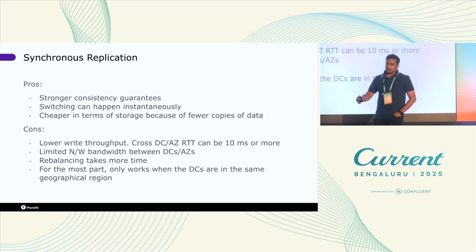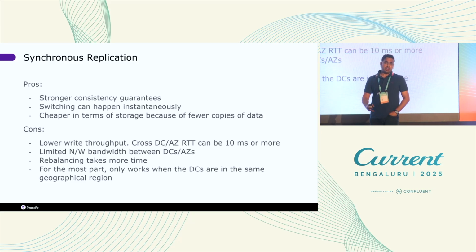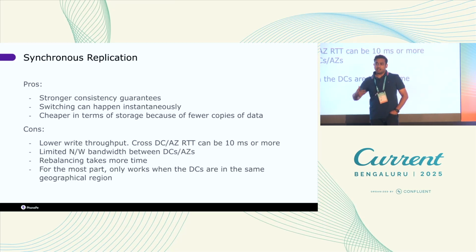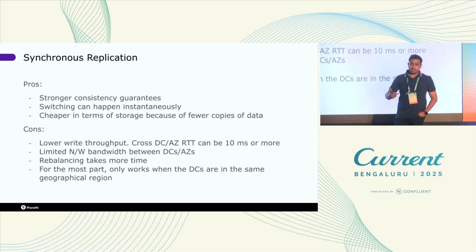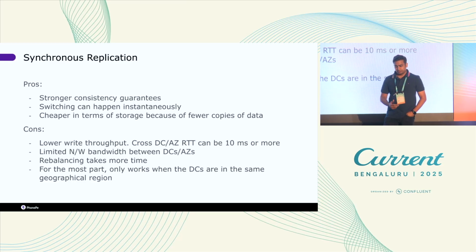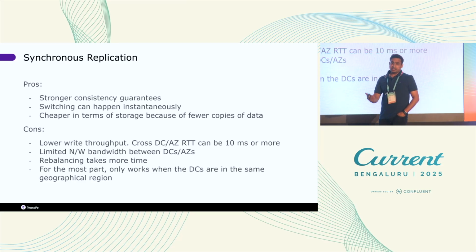It's cheaper in terms of storage. So let's say if you are having the replication factor of 3, you are only maintaining 3 copies of the data across both your data centers. So in terms of storage, it is cheaper. Cons, it has higher write latencies and lower write throughput.